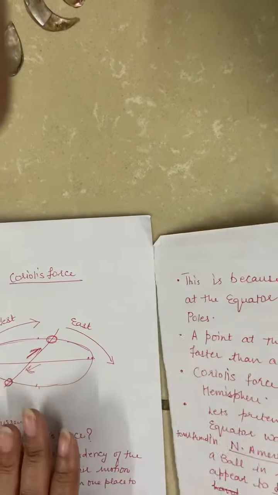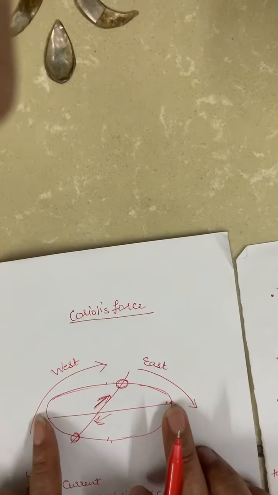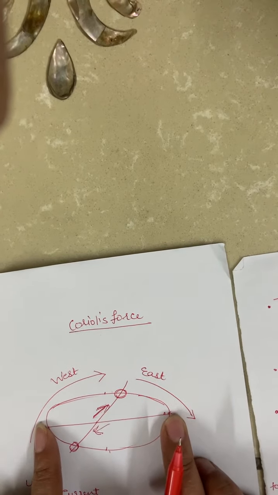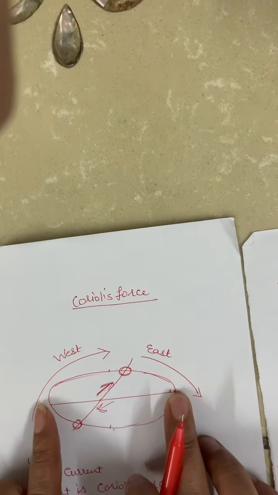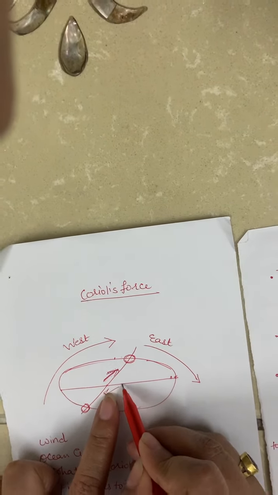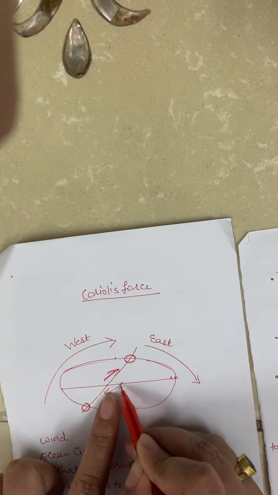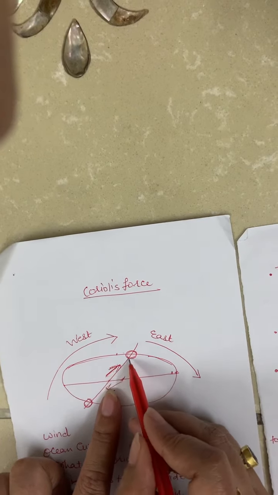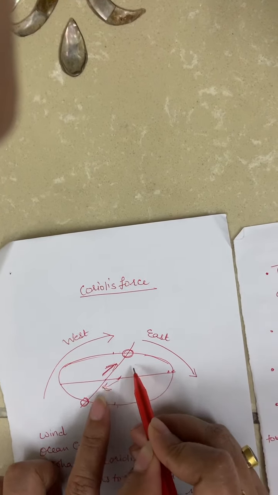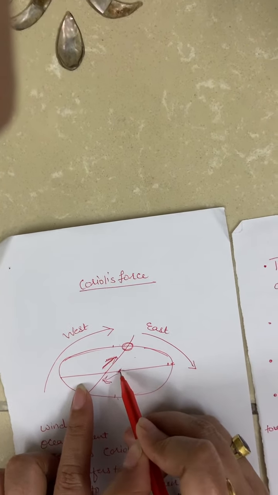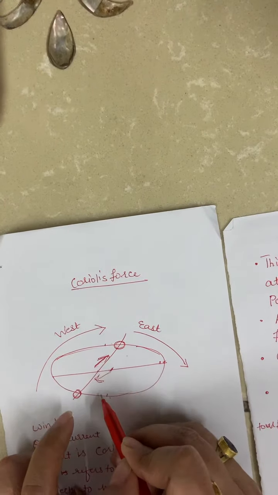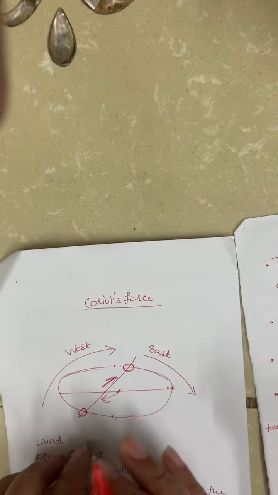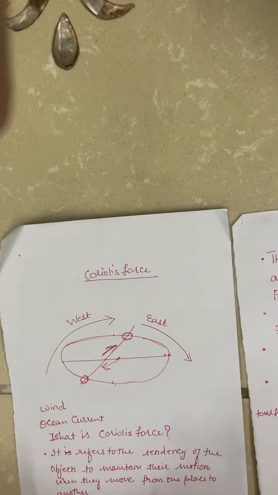That means any object, any fluid which is present on the Earth, maybe the winds and the ocean currents, which move from the equator towards the poles, they always veer towards the right hand direction. And if they move from the equator towards the southern pole in the southern hemisphere, they always move towards the left hand direction.